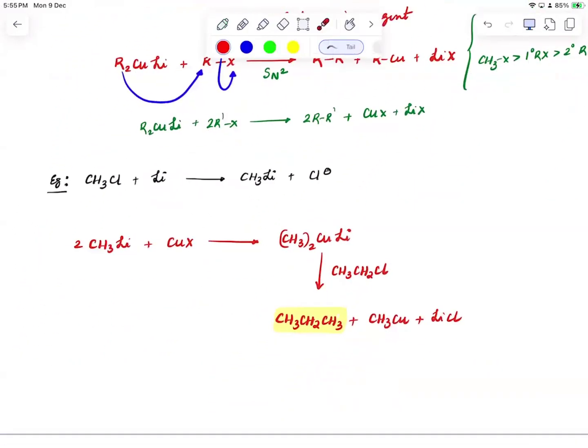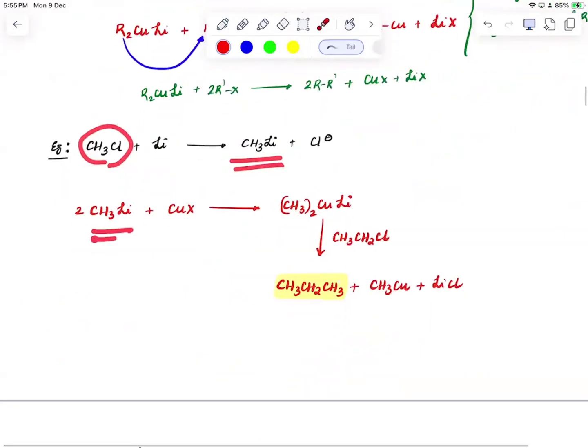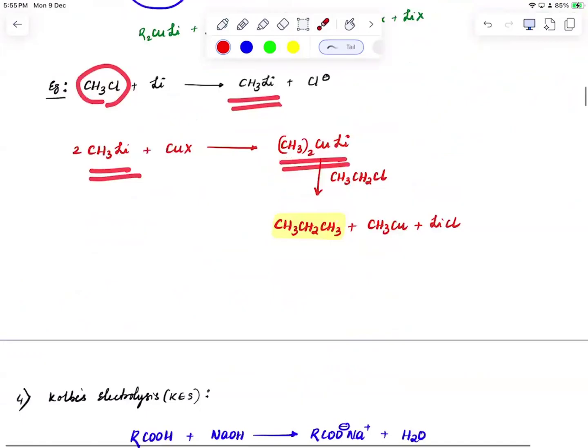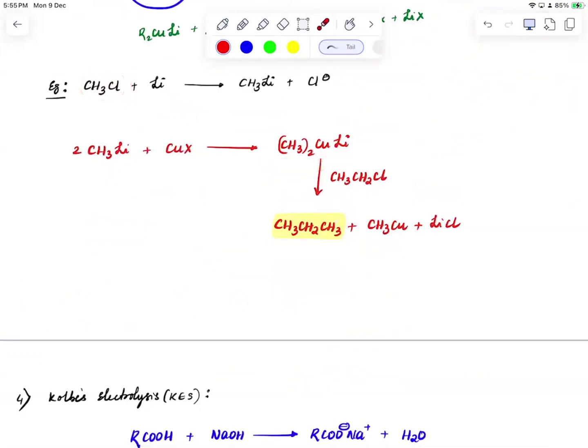So you can see, if I take CH3Li, you'll get this form. You react with this copper, you'll get this form. This is a Gilman's reagent. This is a 1 degree alkyl halide. On 1 degree alkyl halide, easy reaction will happen. Propane will come. Okay. This is major product.